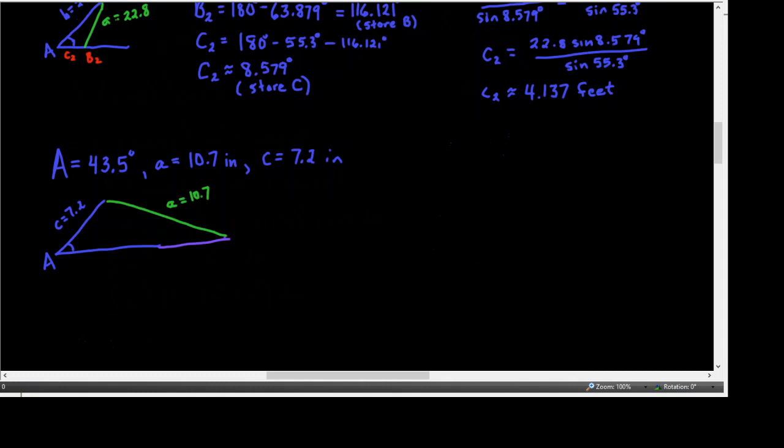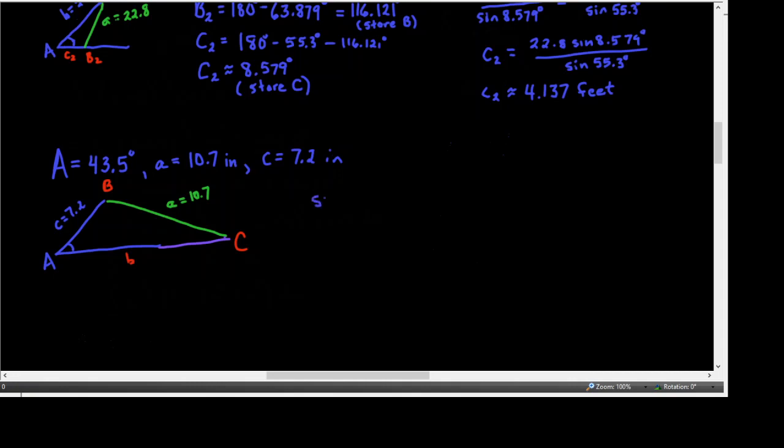So all we have to do is solve it. Make sure you label things correctly. Since that's side C, this has to be angle C. So this would be angle B, and this will be side B. Okay. So knowing the A pair, I can find C, right? Everybody agree? Because I know side C. So I can find angle C using the law of sines.